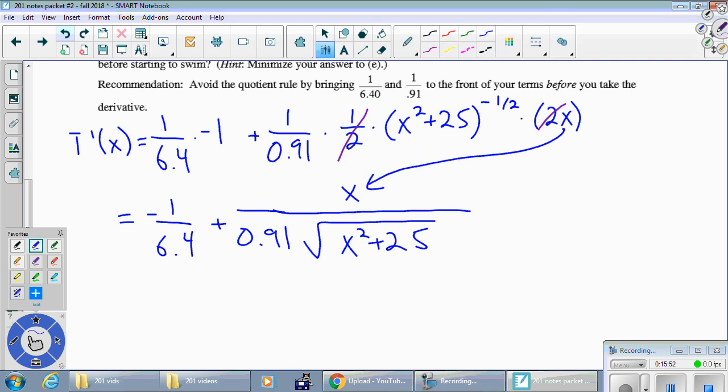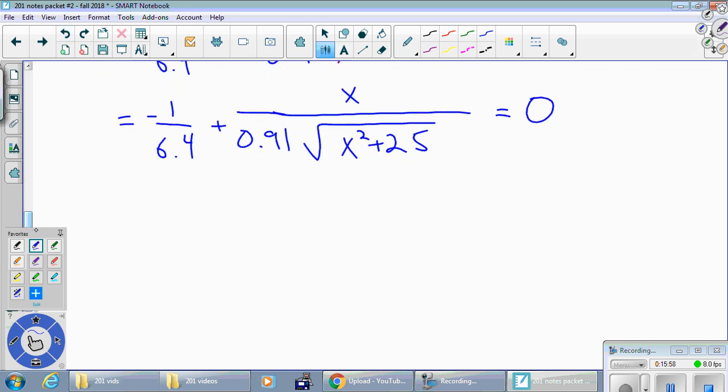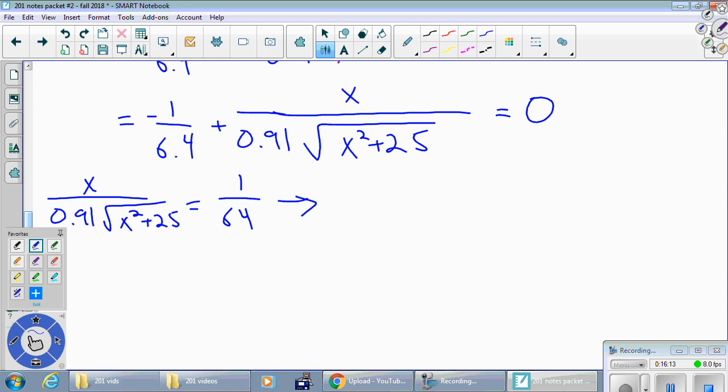And we're going to do some algebra here. We're going to set this thing equal to 0 and solve for x. So we've got two terms with the plus sign in between. I'm going to add that 1 over 6.4 to both sides. Then we're going to cross multiply. If you prefer, you can think of it as multiplying both sides by both denominators.